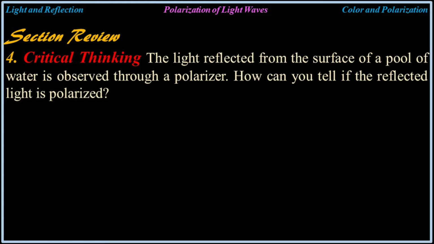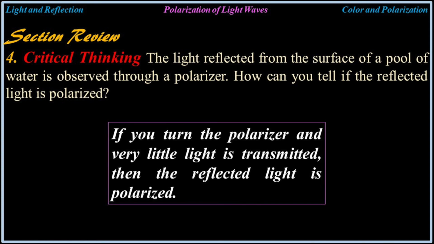The light reflected from the surface of a pool of water is observed through a polarizer. How can you tell if the reflected light is polarized? How can you tell? If you turn the polarizer and very little light is transmitted, then the reflected light is polarized. All right, now let's look at the key ideas from each section.